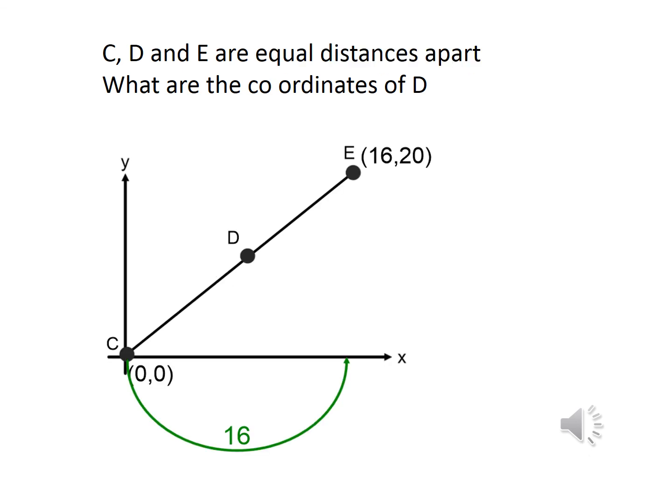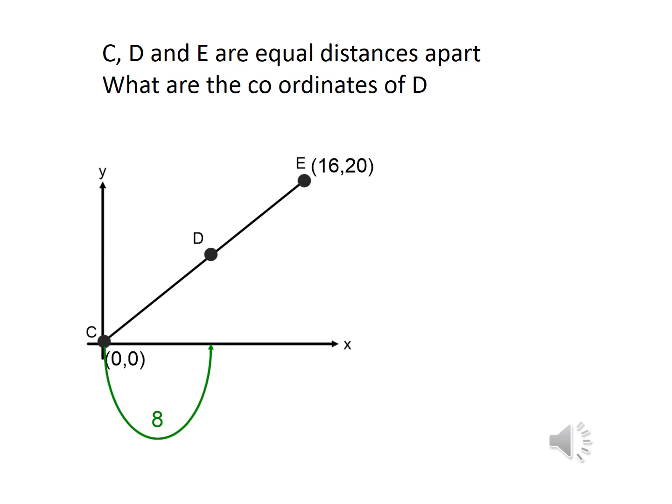If we know that the jump between C and E on the x-axis is 16, from 0 to 16, then we can easily work out what the jump from C to D is, because we know it's halfway between C and E. If the jump between C and E is 16, from 0 on the x-axis to 16 on the x-axis, and we know that D is halfway in between, we know that the x-axis coordinate of D must be 8. It's halfway in between.